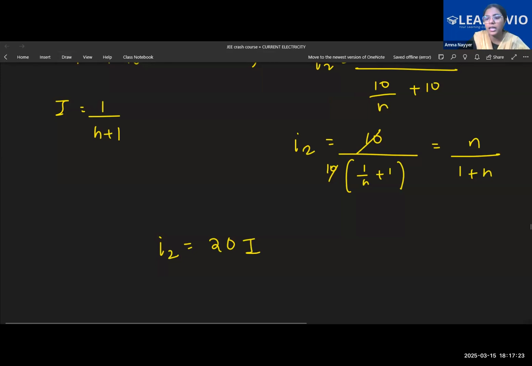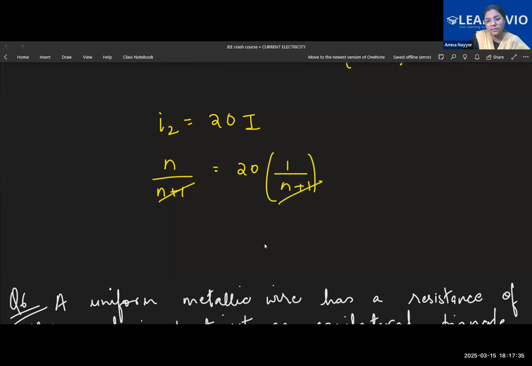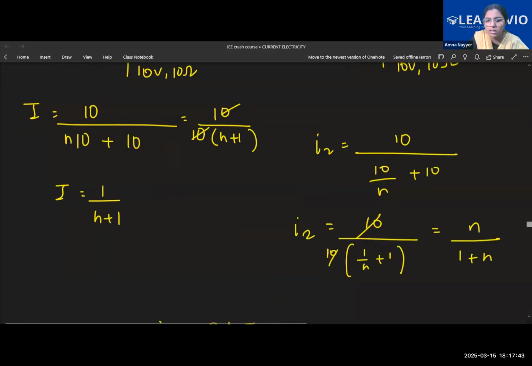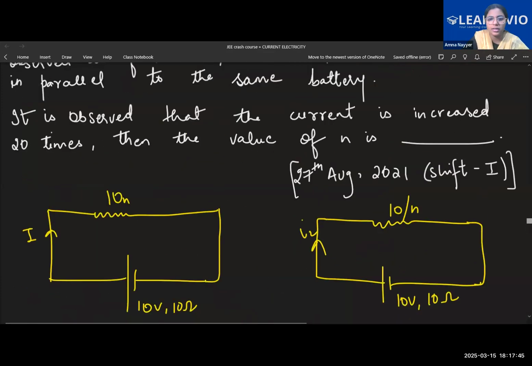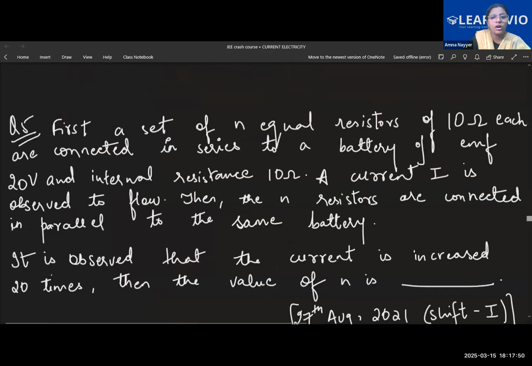So we'll utilize this only. Now, the new current that we have got is n by n plus 1, 20 into 1 by n plus 1. Easy. n plus 1, n plus 1 gets cancelled. n becomes equal to 20. So this took a lot of time to solve because I was discussing, but when you have the command, this question will not take much time. Okay. All right, you write down this question.